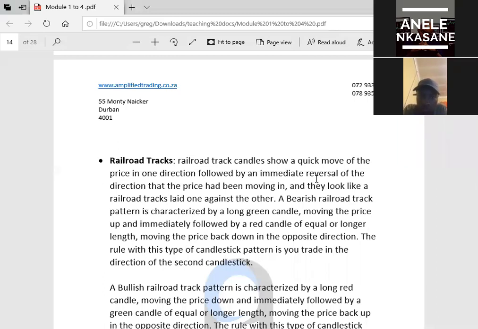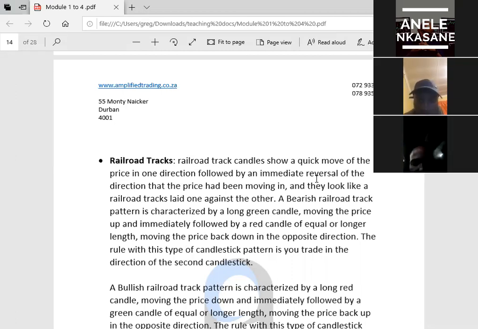I just use this module as a reference so you guys can have something to read, but I won't be going off this module 1 through to 4 exactly. It's just going to be somewhat of a guideline. A lot of the examples I'm going to bring in are stuff that I practically see and use and have used, so it's not exactly here. Don't get confused if you're not seeing it. I just try to simplify it as much as humanly possible and take out a lot of the technical jargon that is involved with trading.